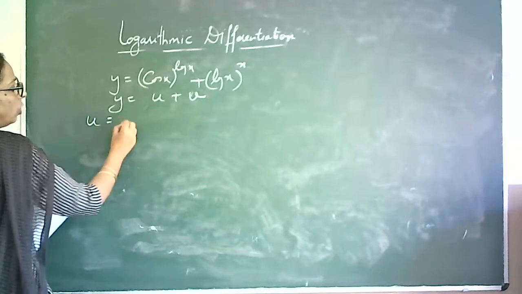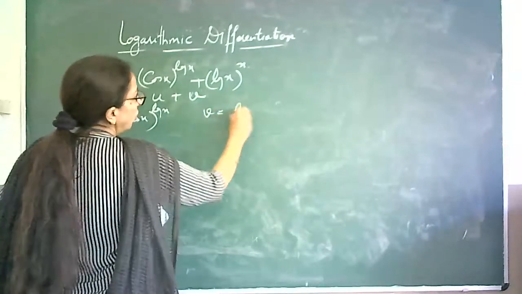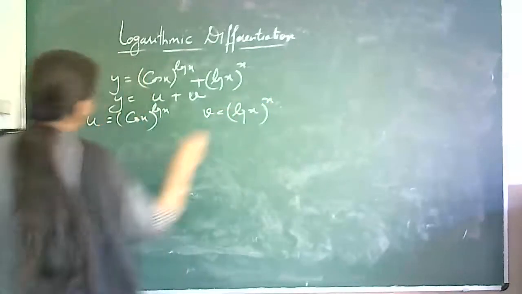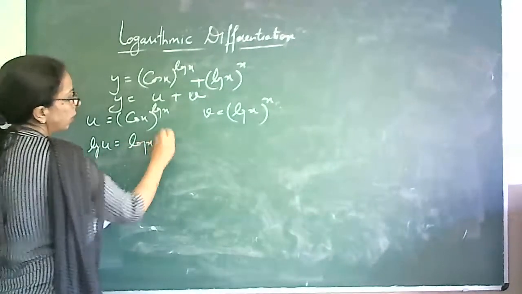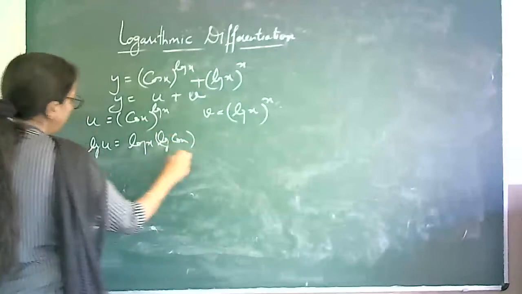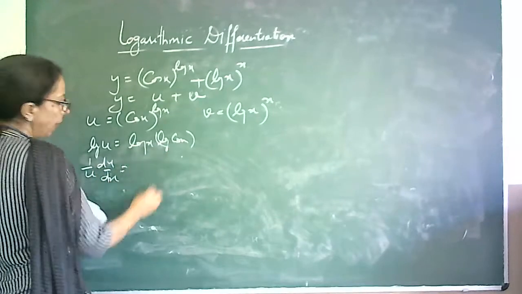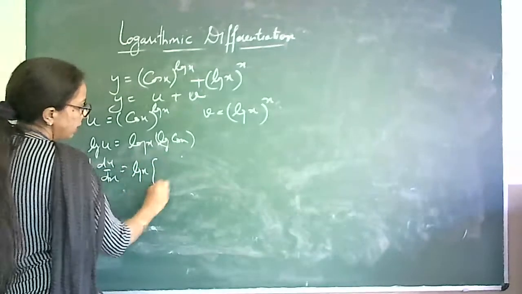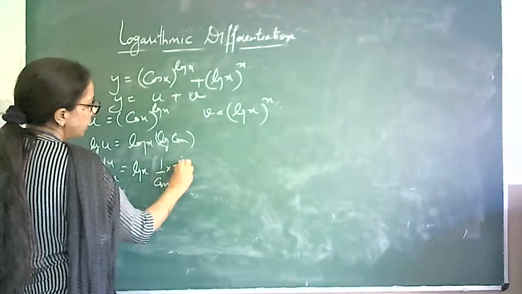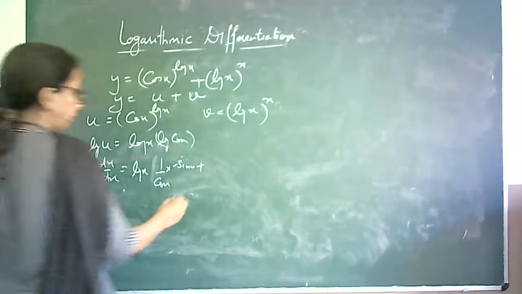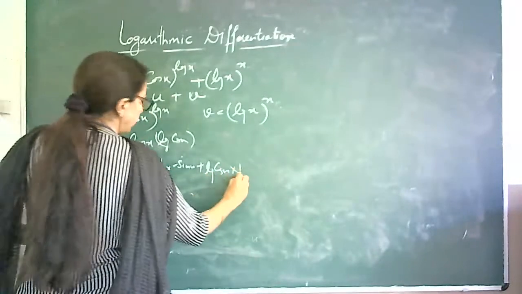So u is equal to cos x raised to power log x and v is equal to log x raised to power x. So now take log both sides. Log u is equal to log x log of cos x. Differentiate: 1 by u du by dx is equal to, here we'll have to apply the product rule. So log x as it is, derivative of log cos x is 1 by cos x into minus sin x, plus log cos x as it is, and derivative of log x is 1 by x.